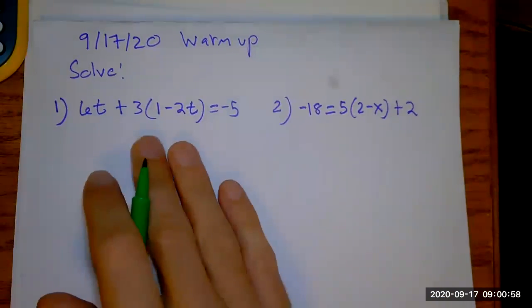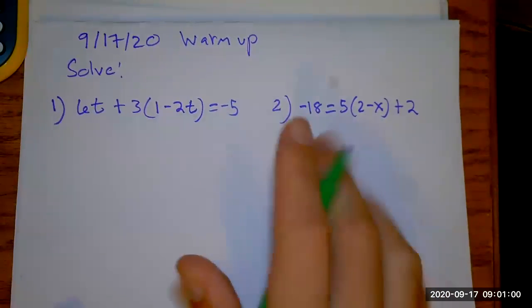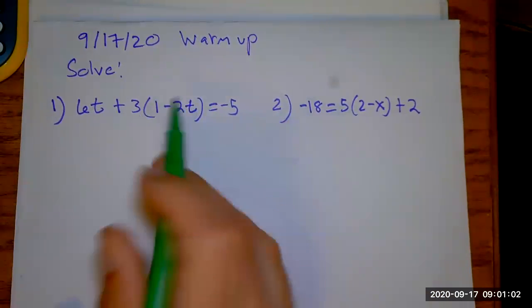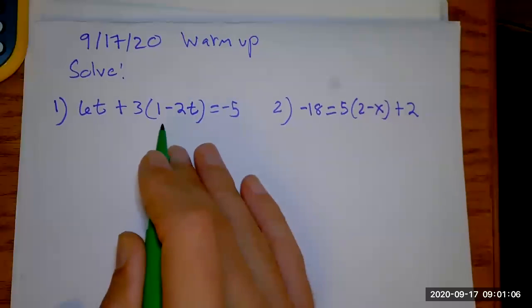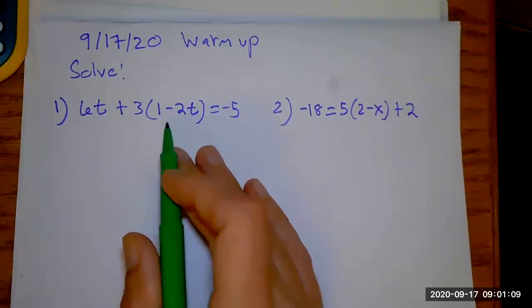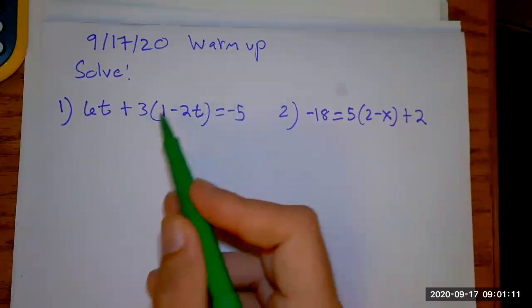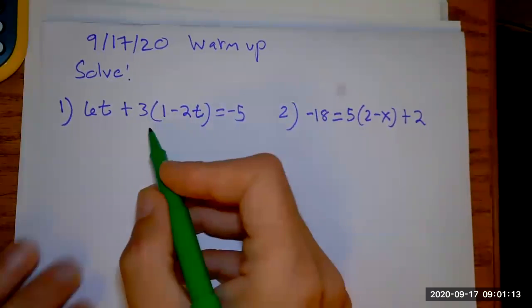Okay, so these are two things that we worked on last time. This one is kind of a doozy. It has a little bit of everything. So this one's a little bit difficult. So if you struggled with this one, that's okay. This is our goal. We want to be able to do this with ease, right? So let's take a look at this.